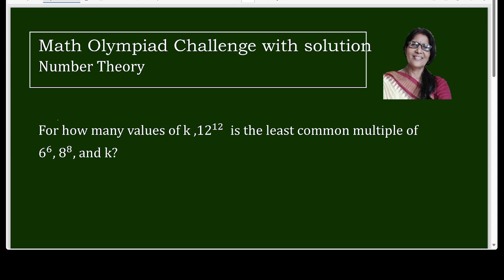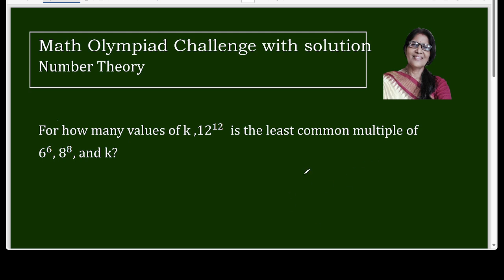So today I have taken a number theory question. It is asked in many competitive examinations: for how many values of k is 12 raised to the power 12 the least common multiple of 6 power 6, 8 power 8 and k?